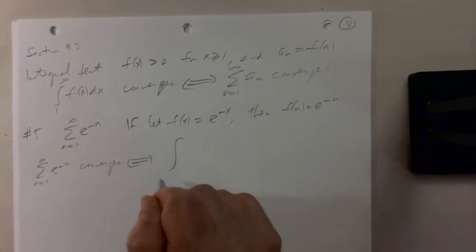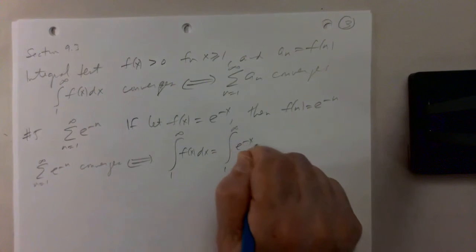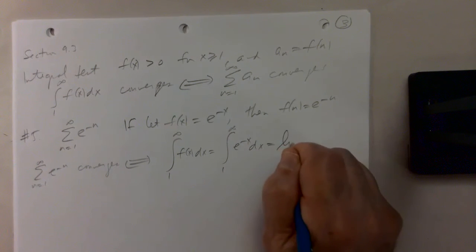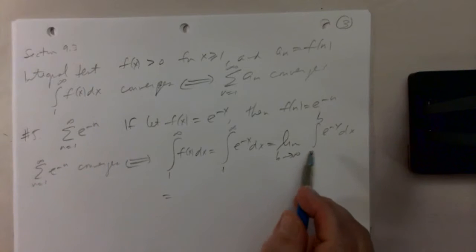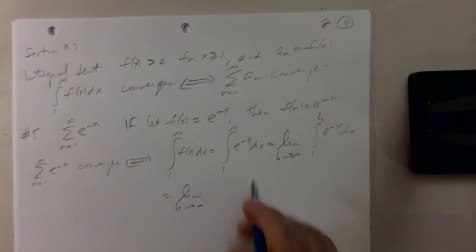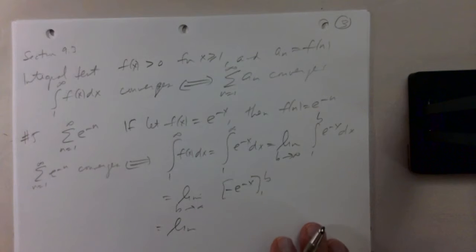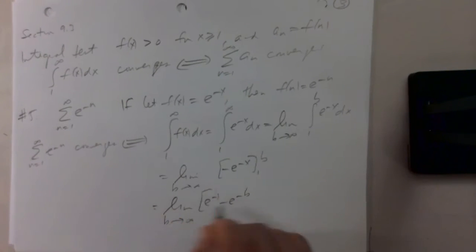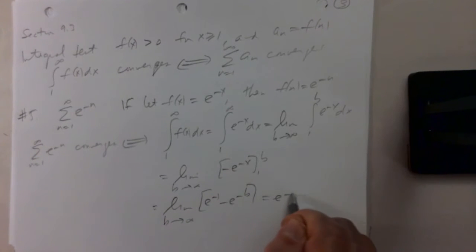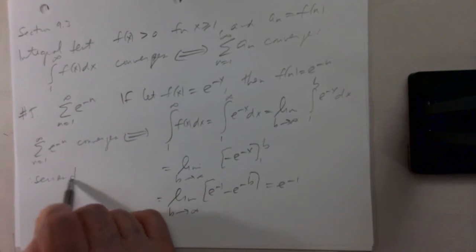if and only if the integral from 1 to infinity of f of x converges, which is the integral from 1 to infinity e to the minus x dx, which is the limit of the integral from 1 to b of e to the minus x dx as b goes to infinity. This integral is minus e to the minus x evaluated from 1 to b. So this is the limit as b goes to infinity, minus e to the minus b, minus e to the minus 1, which is plus e to the minus 1. And as b goes to infinity, this goes to 0, so this is e inverse. So the improper integral converges, so the series converges. The series does converge.